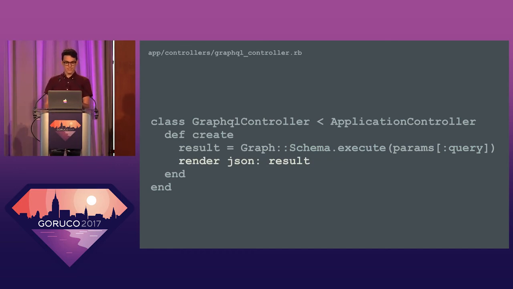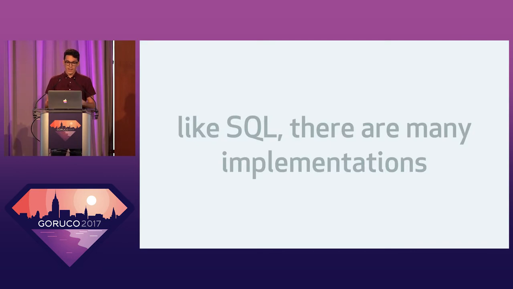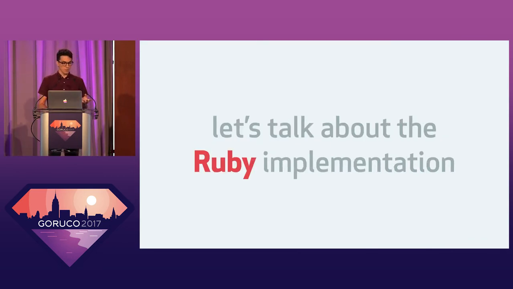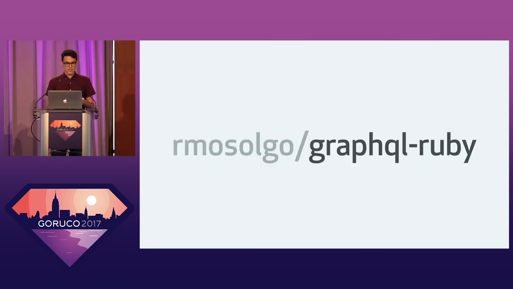We need the GraphQL schema.execute part. And like SQL, there are many different implementations. Today I want to talk about the Ruby one because this particular application is a Rails app, and this is RailsConf. So the de facto gem for GraphQL is aptly named GraphQL Ruby. It's created by Robert Mosolgo, and it allows us to define our GraphQL schemas in Ruby.